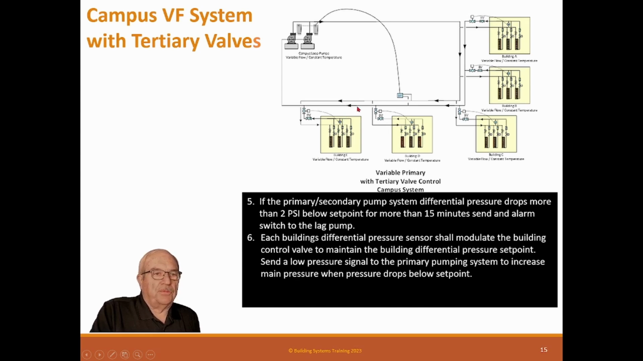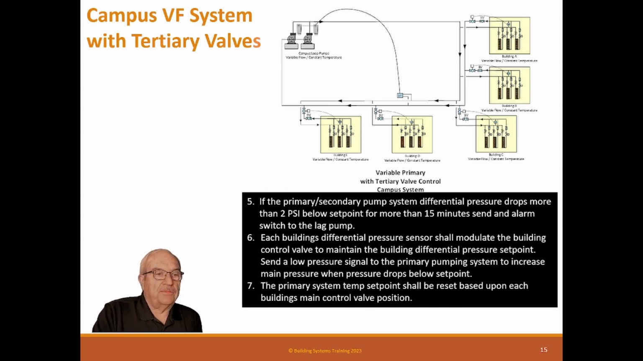Each building differential pressure sensor shall modulate the building control valve to maintain the building differential pressure set point. Send a low pressure signal to the primary pumping system to increase the main pressure when pressure drops below set point. So if this pressure isn't enough in these buildings, they're going to need to send a signal up here and say, hey, I need more pressure, and then it's going to have to go up. What it'll do is reset the main differential pressure set point.